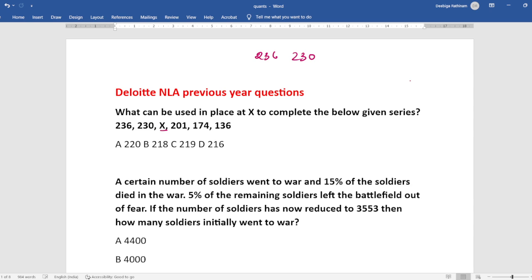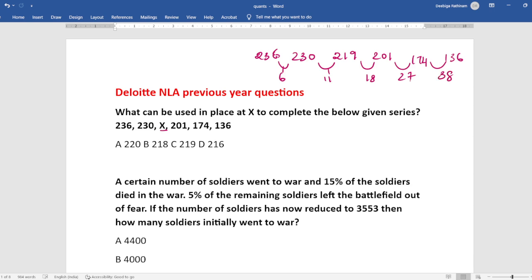Okay, so I'll just take 219 as an example, as a trial. 219, 201, 174, and 136. So let's just try to find the differences, because I always go with differences first. The difference between these two numbers is 6. The difference between 230 and 219 is 11. Between 219 and 201 it's 18. Between 201 and 174, it's 27. The difference between 174 and 136 is 38.